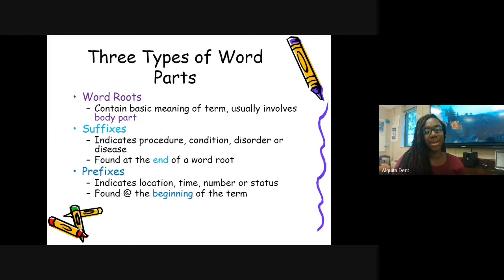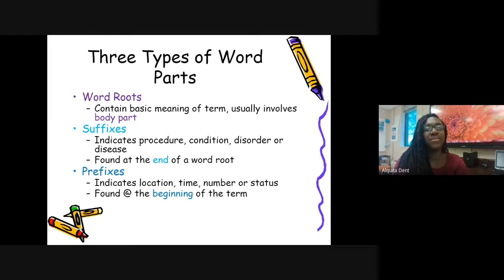Suffixes are the next part, and those are found at the end, or right behind the word root. And that normally tells us what is being done to that body part. So what procedure, what condition, disease, or disorder is affecting it. Like I said, we use heart for the word root example. So if your patient has carditis, that means they have an inflammation of the heart. Okay. Cardiomegaly, there's enlargement of the heart. Does that make sense? Okay, good.